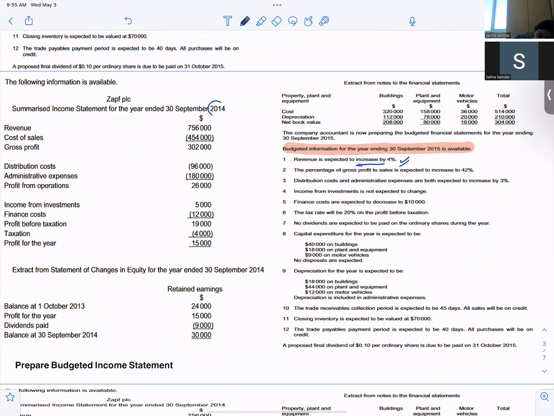So this is of 2014. I am to prepare for 2015. Revenue is to be increased by 4%. So I will take 756,000 into 104%. So it becomes 786,240.